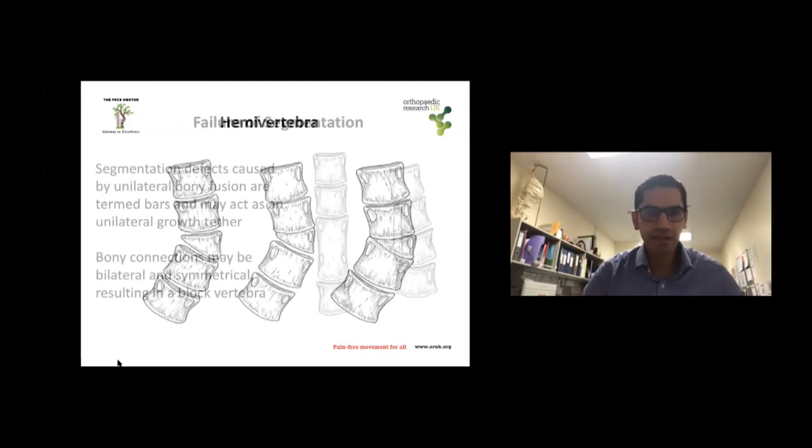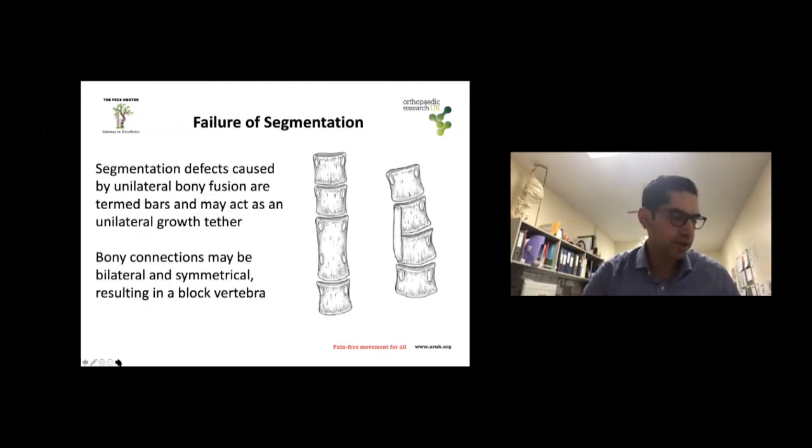The second classification of congenital abnormalities would be failure of segmentation. This can either be a unilateral failure of segmentation, which results in the formation of a bar, which acts as a unilateral growth tether, or you can have a bilateral failure, which results in a block vertebra.